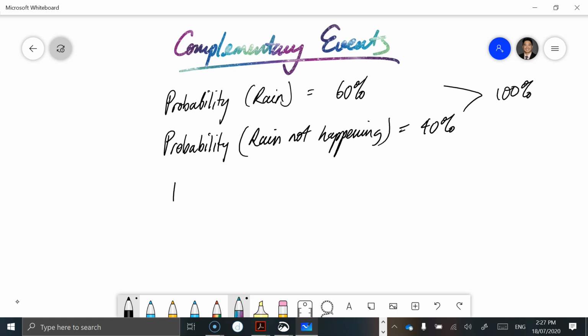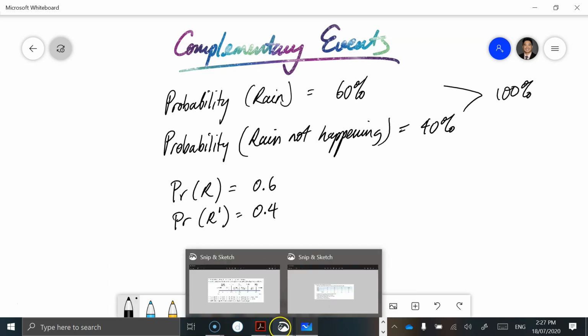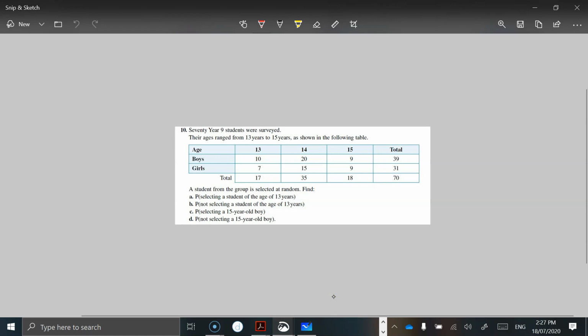And usually the probability, in this case for rain happening, we could say it's 0.6 in decimal form. And in shorthand, the probability of rain not happening, with this little dash on the top, which is a very clear symbol to say the complement of the other, is 0.4. Hopefully that makes sense.